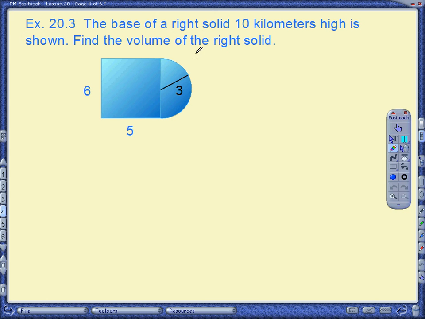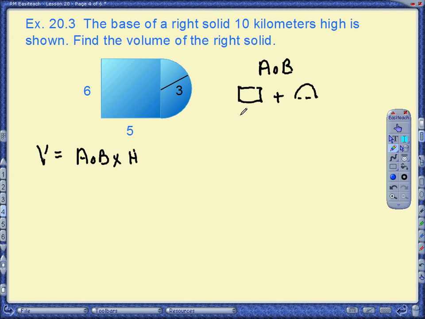Okay, the base of a right solid 10 kilometers high is shown. We want to find the volume. Again, general formula, area of the base times the height. And again, we have a composite shape, so I'm going to go over on the side and do my area of the base. This time I have a rectangle and a semicircle. The formula for the area of the rectangle is length times width, and the semicircle is pi r squared divided by 2.